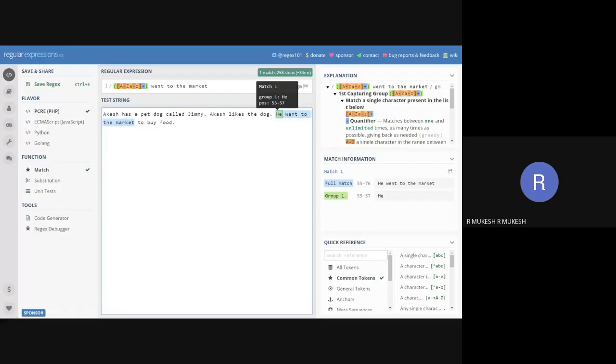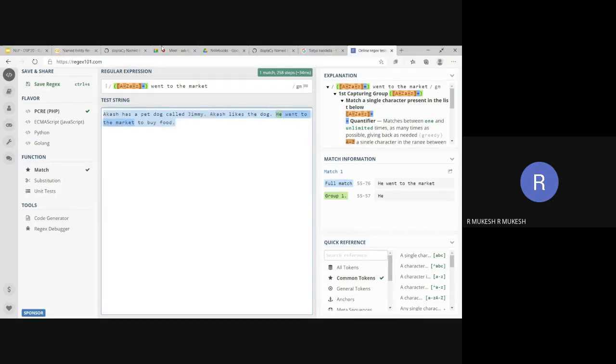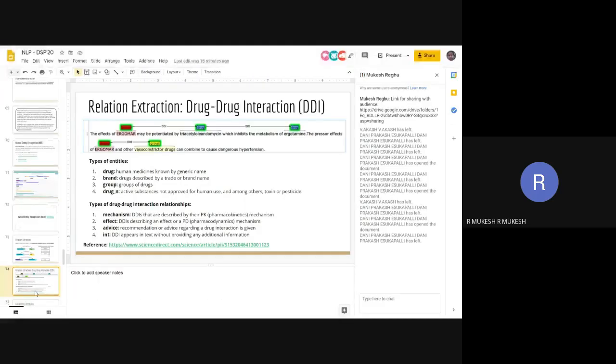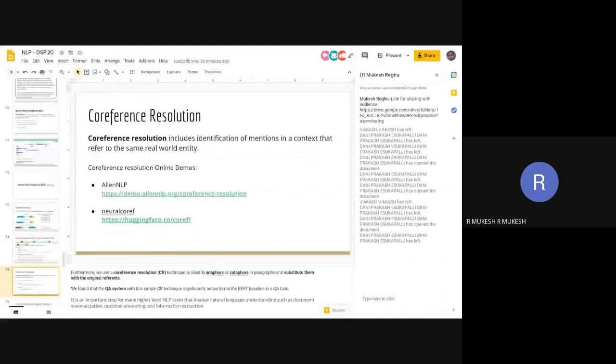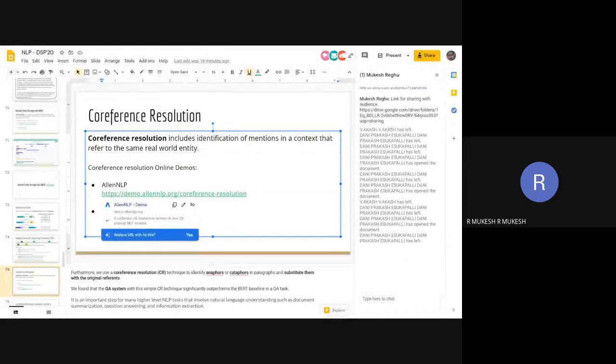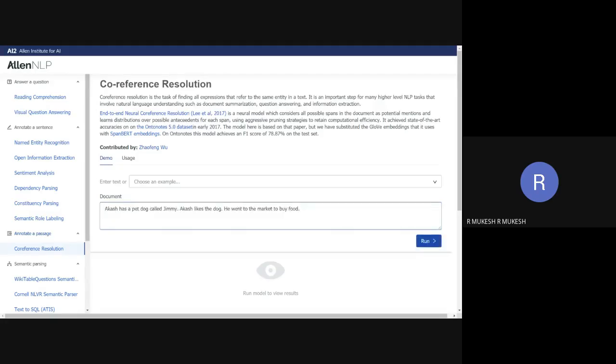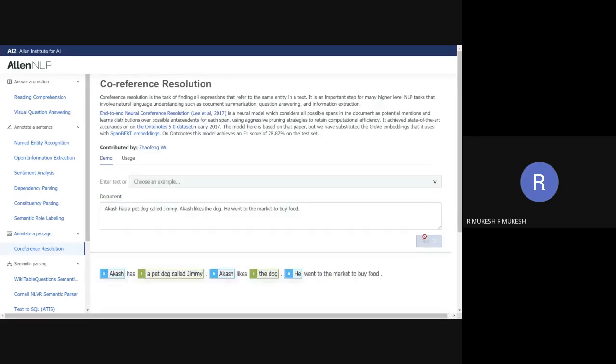That is where the next task called coreference resolution comes in, right? So let me take this sentence and put it into my coreference resolution demo. I have pasted some links for coreference resolution demos, and let's just open any of the online demos, which are pre-trained models that have been trained for general English language.